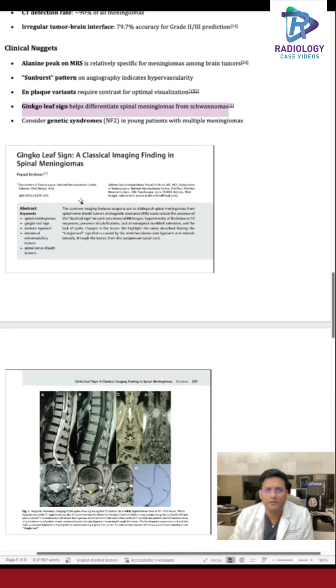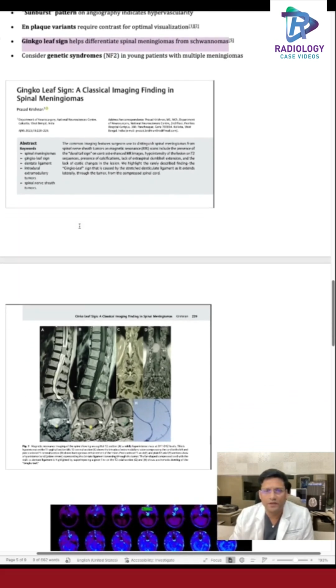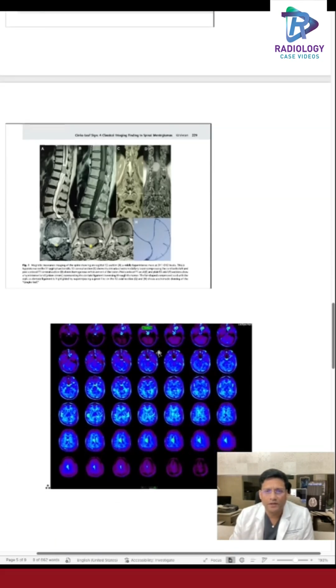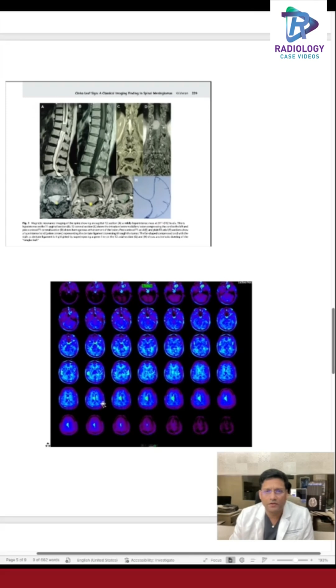This is an interesting article telling about the ginkgo leaf sign, especially in coronal MRI. If you see, this looks like a typical ginkgo leaf. This can help you diagnose. And this is the ASL perfusion, where you can see there is increased perfusion in our case.